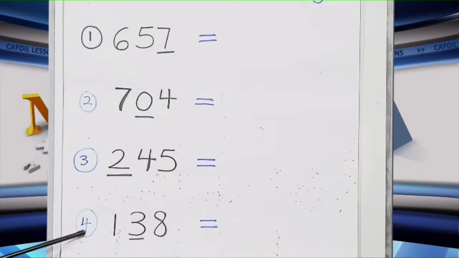Let's come to the last question. Question number 4. We have 1, 3, 8. 3 has been underlined. What is the place value of this 3? Is this 3 under ones, or under tens, or under hundreds?